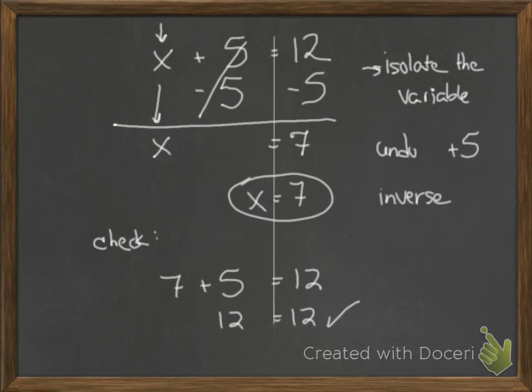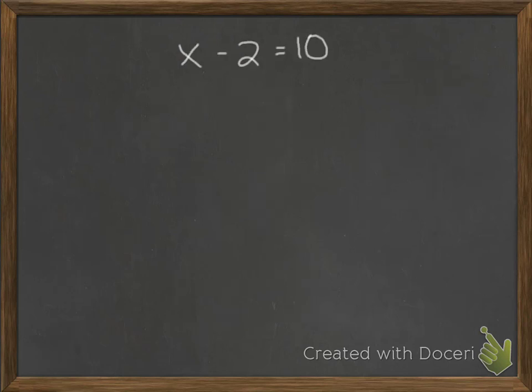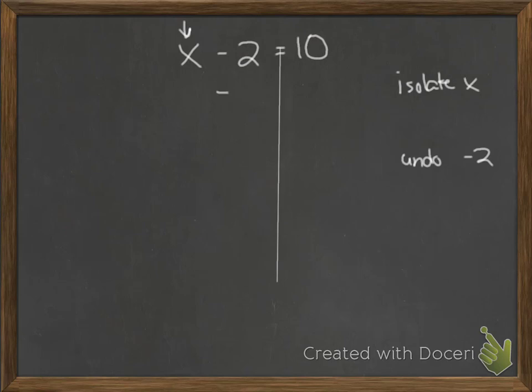Let's do another example. Now we have x minus 2 equals 10. Again, the first thing I always do is draw a vertical line so I don't get those two sides confused. Remember, my goal is to always isolate my variable. I always want to get my variable all by itself on one side. But right now, x is not by itself. In fact, it has a minus 2 next to it. So how do I undo that? Well, I have to add 2. Minus 2 plus 2 is going to give me 0.